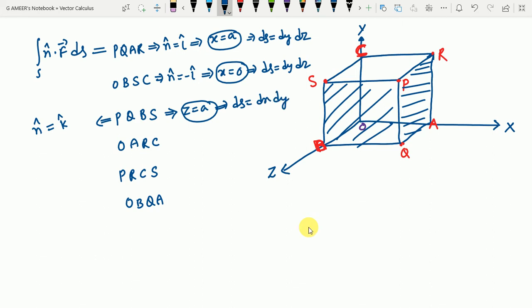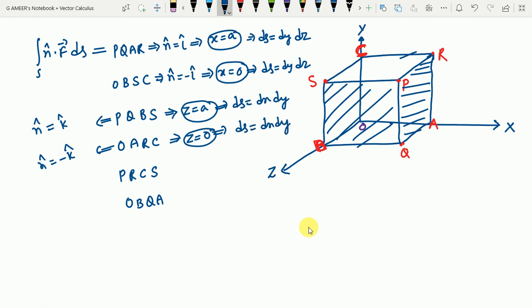Let us go for the back side plane, OARC. So obviously n cap is equal to minus k cap. Then here z is equal to 0 in this plane. So then again obviously ds will be dx dy.